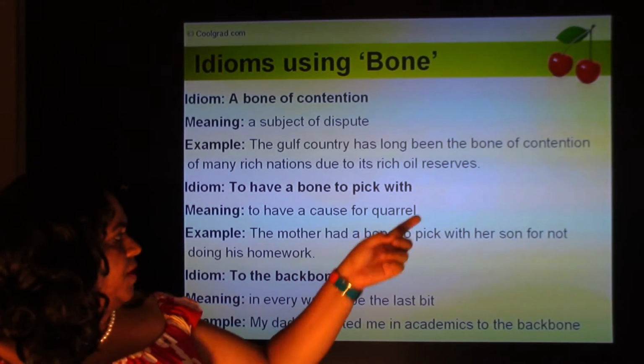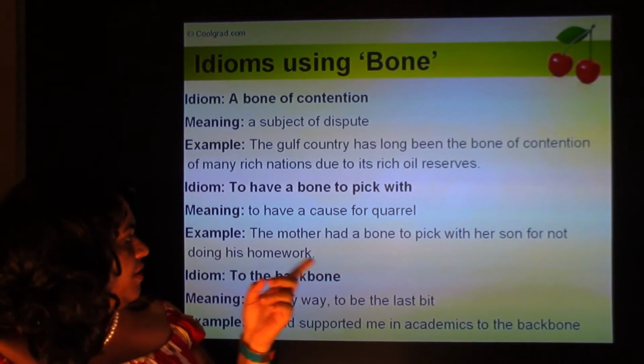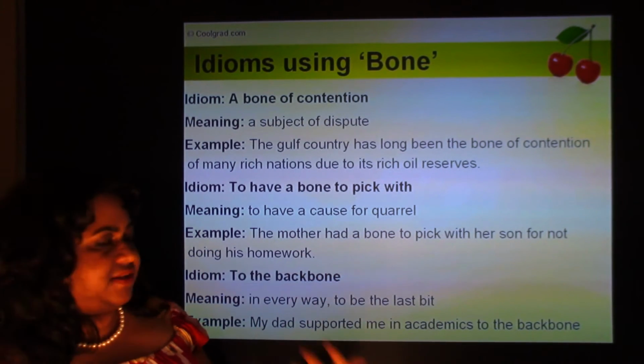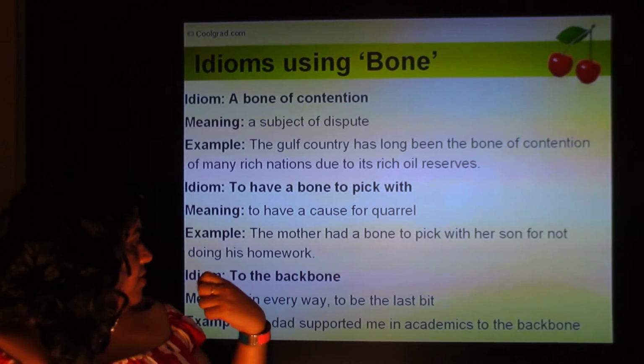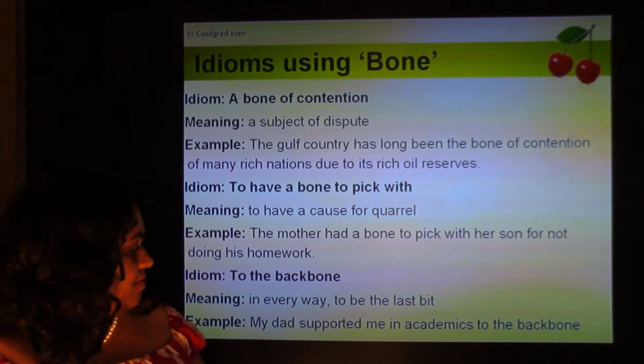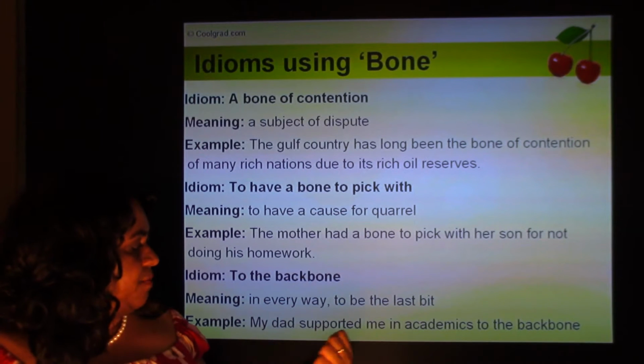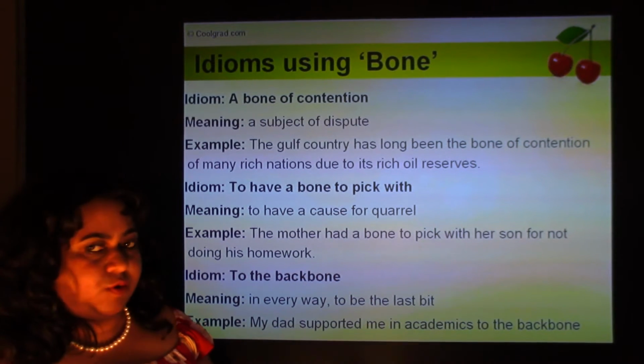Idiom: to have a bone to pick with, meaning to have a cause for quarrel. Example: the mother had a bone to pick with her son for not doing his homework. To the backbone means in every way, to the last bit. For example, my dad supported me in academics to the backbone.